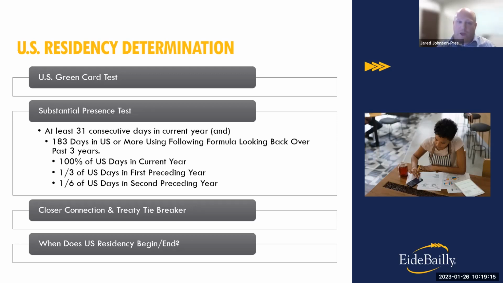The next question is the green card test. Generally, your residency starts on the first day you're present in the U.S. after you've been issued a green card. If you have a green card and you've received it in the U.S., you're a resident, a long-term permanent resident of the U.S.